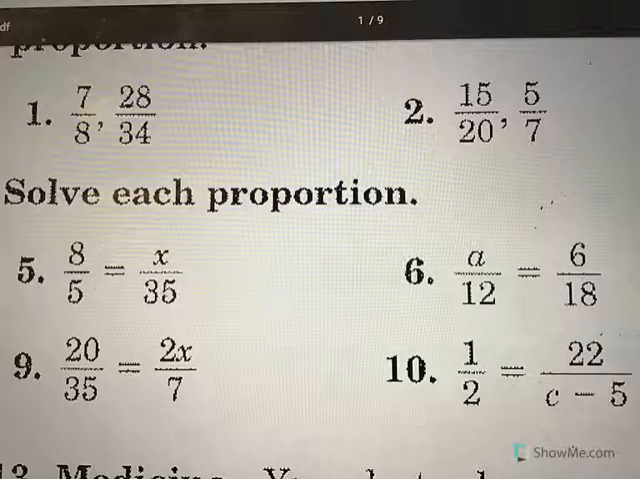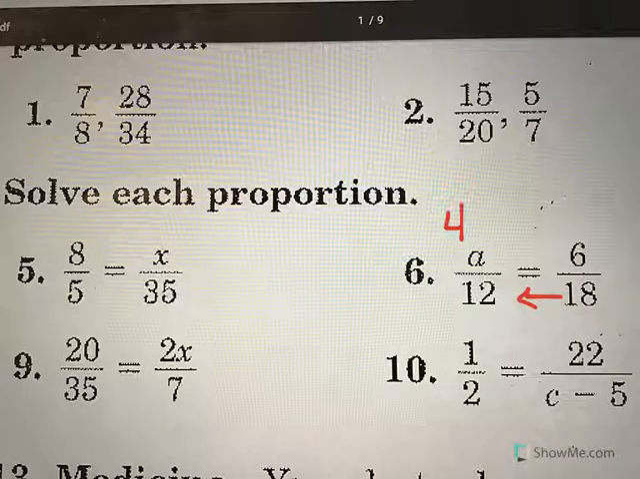Let's do number 6 now. I have my variable on the left, so I'm going to say, how do I go from 18 to 12? Some of you will know this. It's times 2/3, because 18 times 2 is 36, 36 divided by 3 is 12, so it's times 2/3. 6 times 2/3: 6 times 2 is 12, 12 divided by 3 is 4.